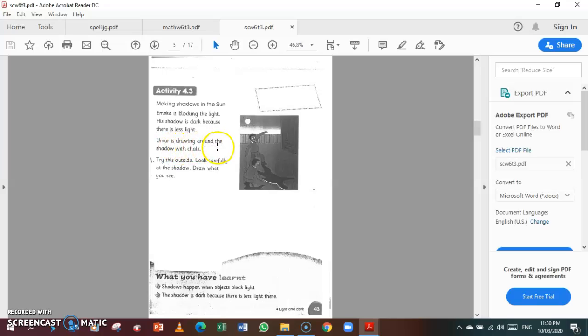Amar is drawing around the shadow with chalk. Here you have Amar. Now you get to try this outside. You don't have to do it with chalk. You go outside, look at a shadow or your shadow and draw the picture here, once your shadow is in front of you and not behind you. Look at the picture over here. The shadow is in front of the man, not behind him. So you have to draw your picture and show the shadow.